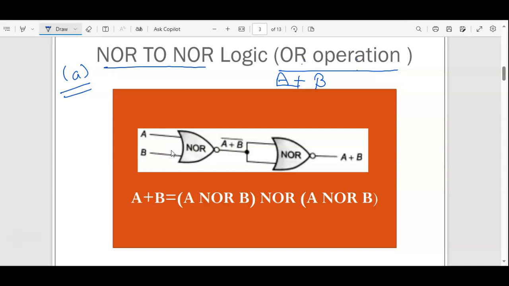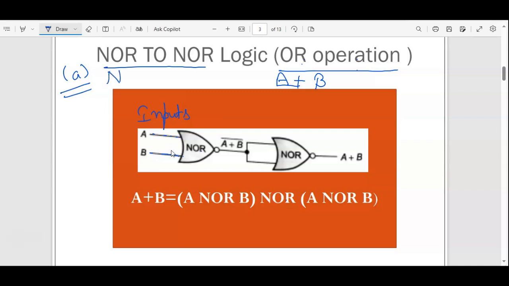This is the symbolic diagram, and the algebraic proof is given afterwards. We have A plus B equal to A NOR B, and in between also you have a NOR. You have a NOR gate here, then you have A here and B here. These two are the inputs, and we give these two inputs into the NOR gate, and the output is A plus B, which is the OR operation.